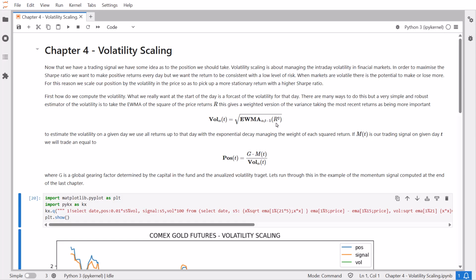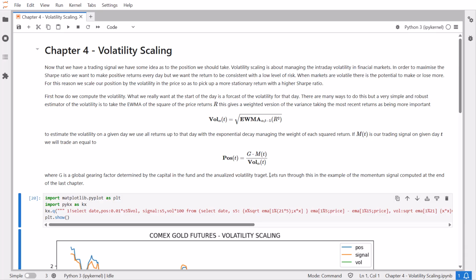We take an EWMA of the square of the return series, and then we take the square root of that. So to estimate the volatility on a given day, we use all the returns up to that day with the exponential decay managing the weight of each squared return. So if M of T is our daily trading signal on a given day T, we will trade a position size, position T, equal to G times M of T divided by the volatility of T. Here G is some global gearing factor determined by the capital in the fund and the annualized volatility target.